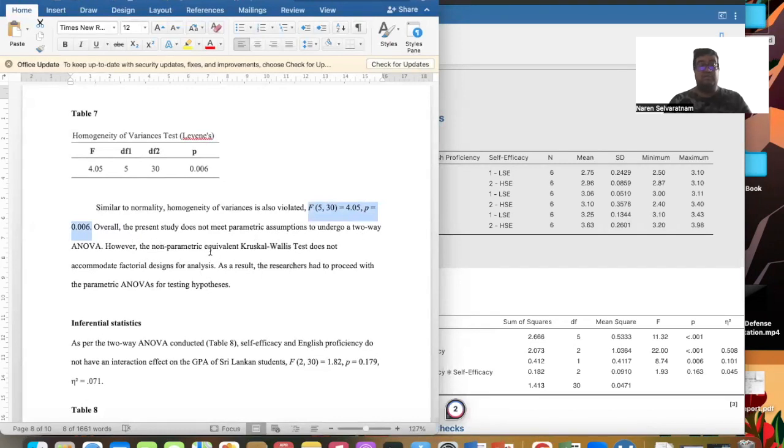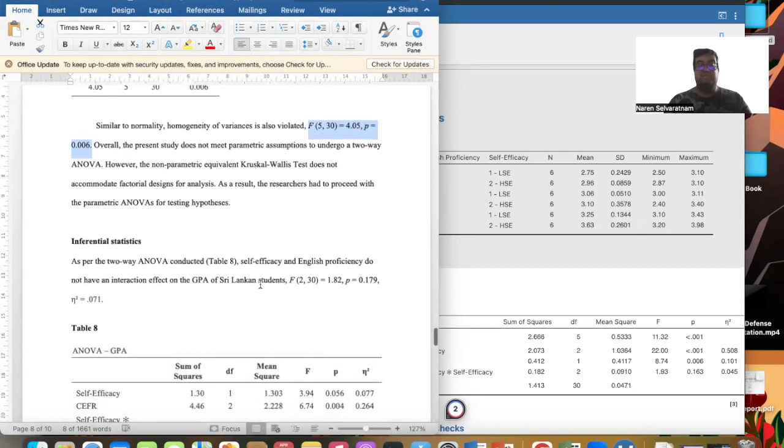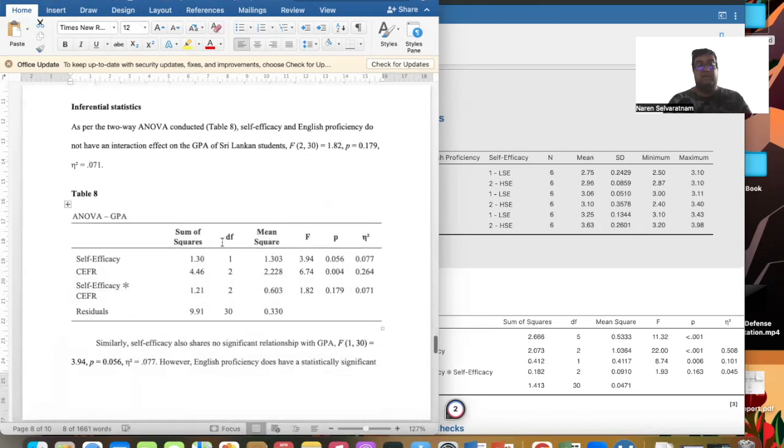However, the non-parametric equivalent, the Kruskal-Wallis test, does not accommodate factorial design for analysis. As a result, the researchers had to proceed with the parametric ANOVAs for testing hypotheses. Now, as per the inferential statistics that we did, the overall model is significant. Self-efficacy and English proficiency do not have an interaction effect, but the overall model is significant.